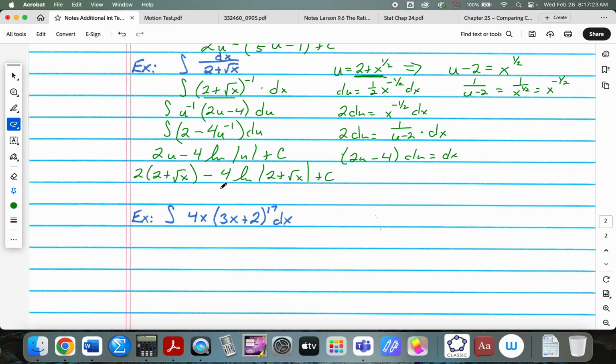It's not necessary, but again, if this is a multiple choice question, they may do various simplification. Distributing the 2, we get 4 plus 2 square root of x minus 4 natural log. Since the square root of x is always a positive quantity, adding it to 2 is always a positive quantity also, so I can drop the absolute value.